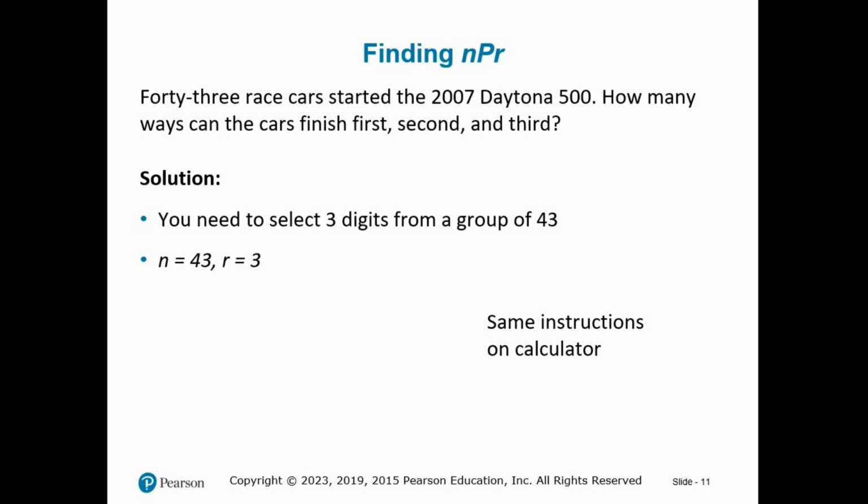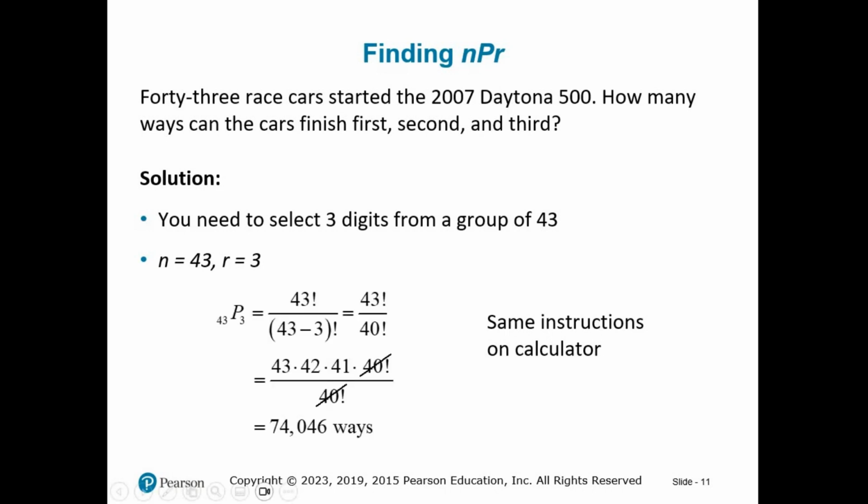We type in the number for n, 43, then press the math key, then arrow over to probability, then arrow down or press the number 2. Then type the number for r, which in this case is 3, then press enter. You should have gotten 74,046 ways. If you had done this by hand, it would be 43 factorial over 43 minus 3 factorial. Everything from 40 on would factor out. Then it would just be 43 times 42 times 41.